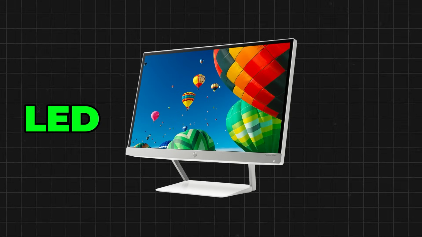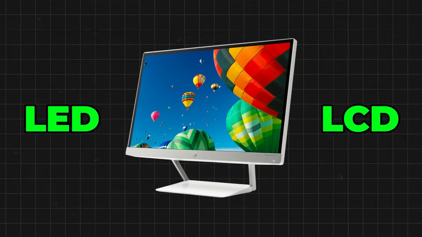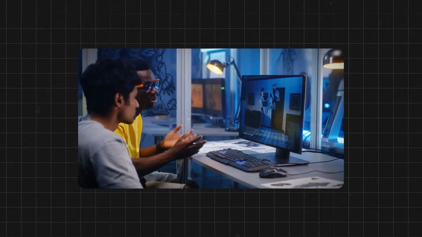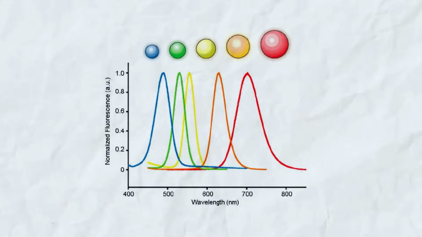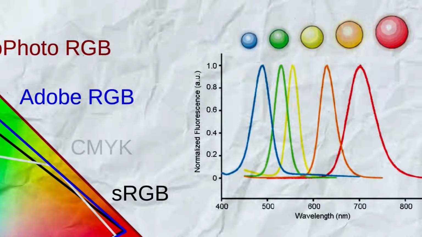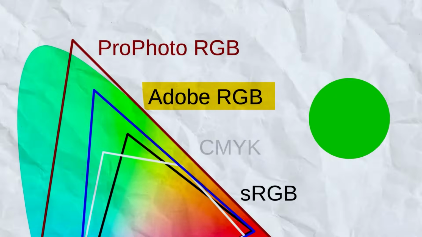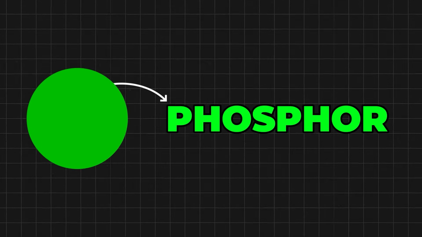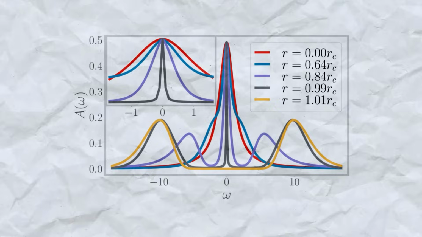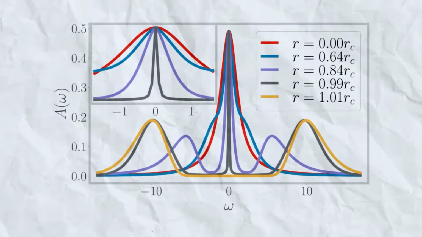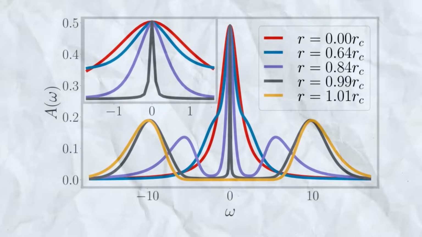Second, current LED and LCD technology cannot produce truly monochromatic light. Even high-quality displays use phosphors or quantum dots that emit a range of wavelengths rather than a single pure wavelength. Even for Adobe RGB displays, green is a particularly difficult color to produce with LEDs. It is commonly made by a phosphor that emits a broader spectrum. This spectral impurity means the primary colors themselves fall short of the theoretical ideal needed to reproduce all visible colors.